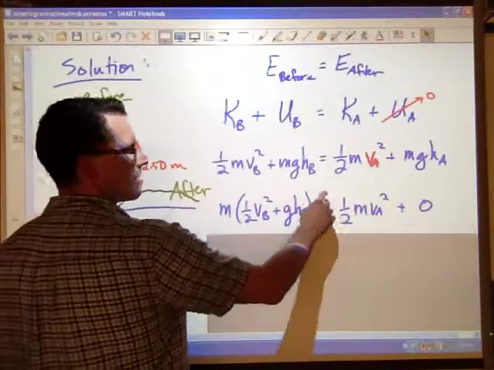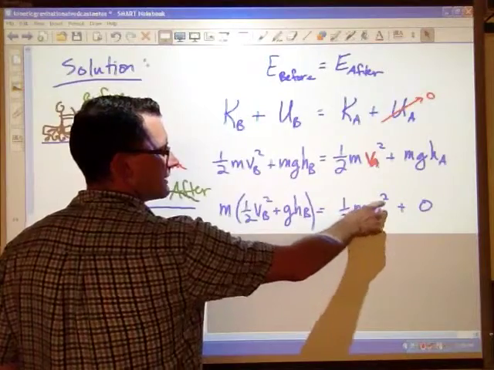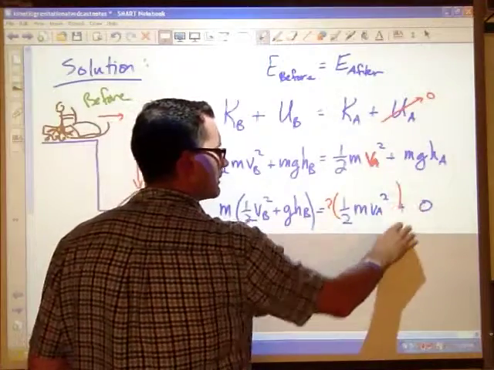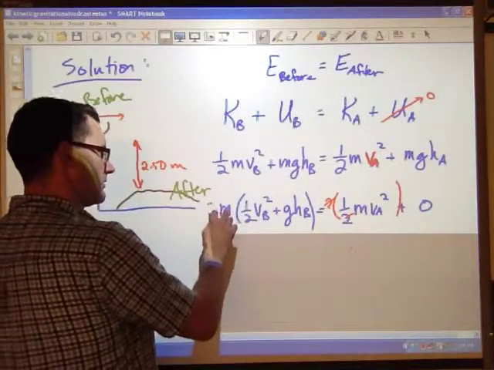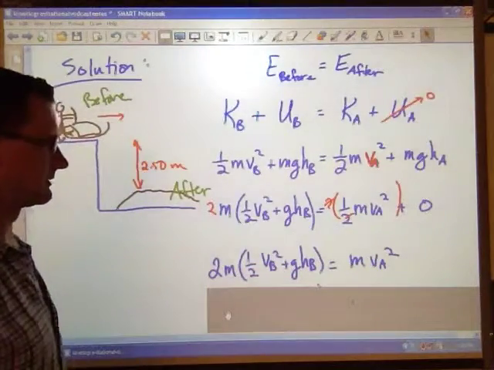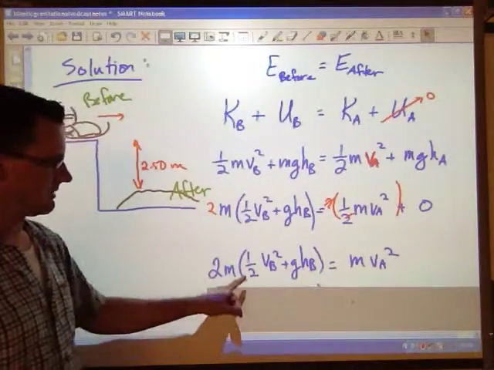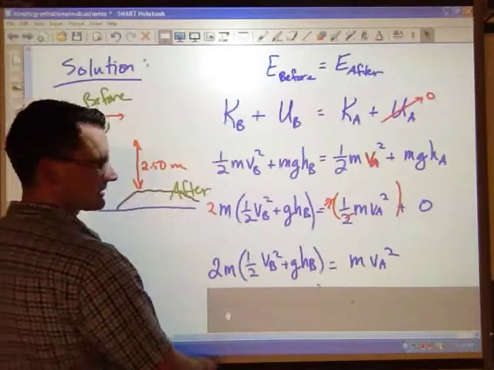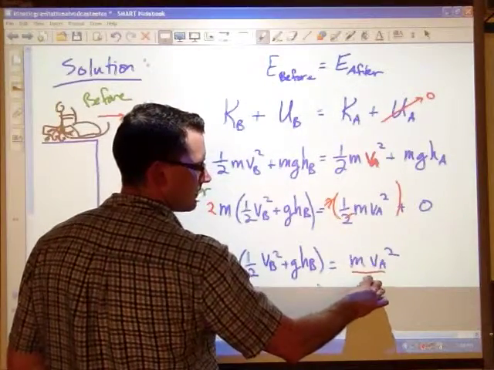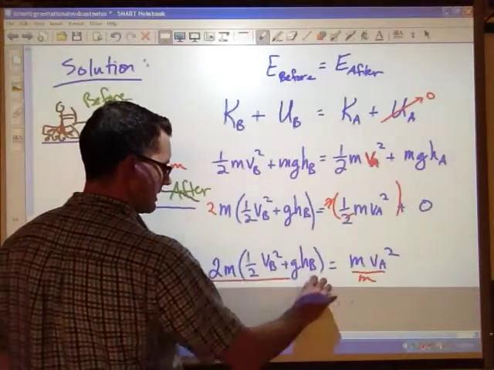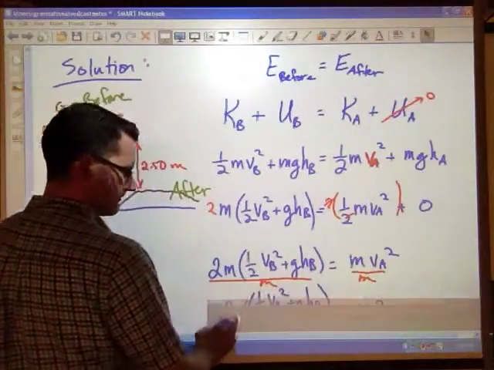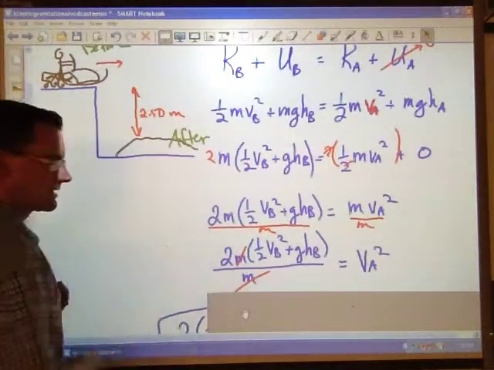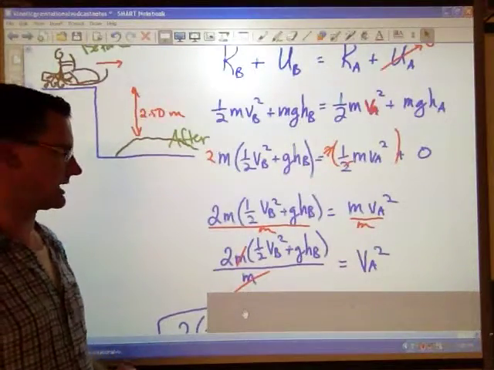So first of all, it's 1 times m v after squared over 2. So what I'm going to do first is multiply everything by 2, which will cancel that out. Multiply that by 2, and I end up with that. So 2m multiplied by 1/2 v before squared plus g h before. Of course, you can see the next thing here. It's m multiplied by v after squared, so divided by m. Okay? And look at that. Once again, masses cancel out. It's not dependent upon mass.